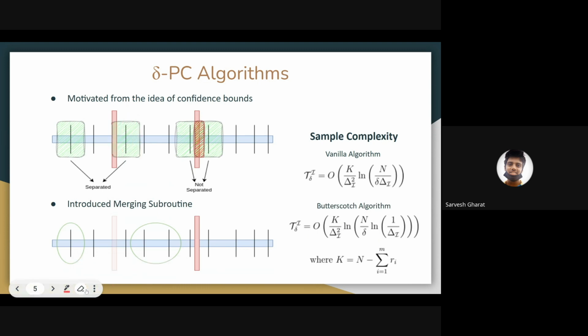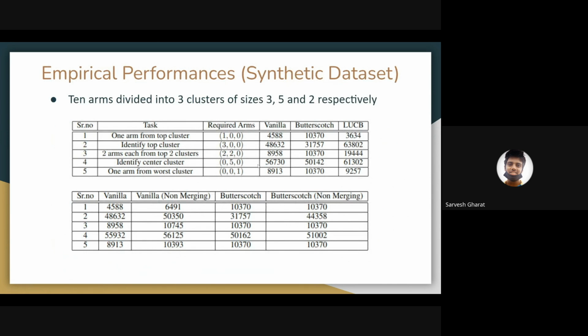But as I said, here you're doing a particular number of pulls. So say for example, your instance had two arms. One arm had a mean of 0.99, the other arm had a mean of 0.01. Then you wouldn't really need to do an exponential number of pulls to identify the arm with mean 0.99 as the best arm. That's where the butterscotch algorithm lacks, and we also see that from the sample complexity.